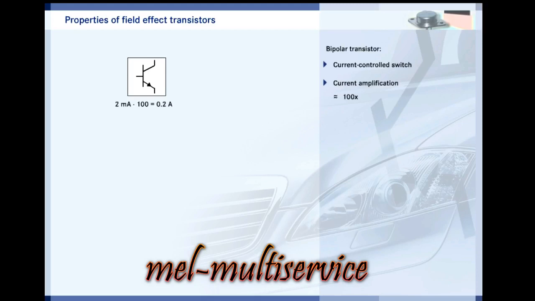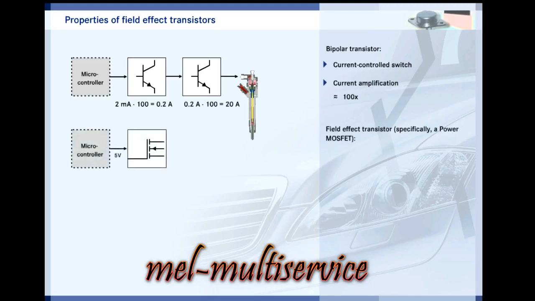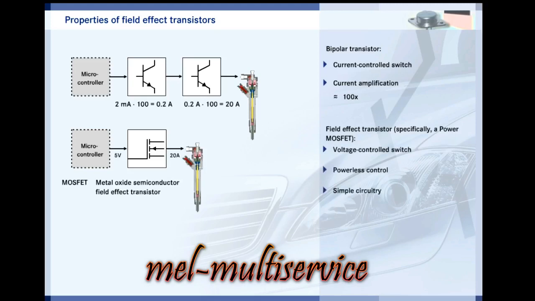Do you remember? A bipolar transistor is controlled by the base current and can amplify it around 100 times. Therefore, if you want to raise the control signal of a microprocessor, typically 2 milliamps, to that of an injector, typically 20 amps, you need two amplifier stages. Field effect transistors, especially power MOSFET types, can do this in one stage. The advantage is that the source-drain path is controlled exclusively by the gate voltage, with no current. This means no control power is needed, which makes the circuitry of control units much simpler. In practice, therefore, the power outputs of control units are equipped with field effect transistors.